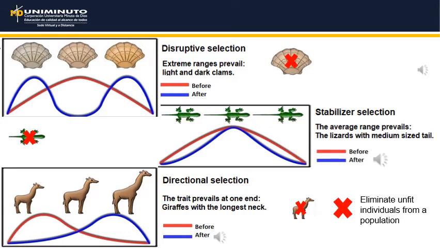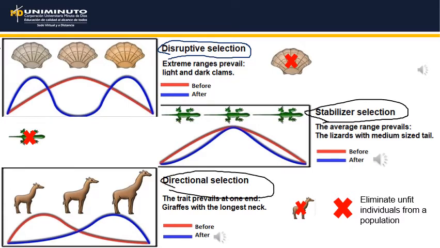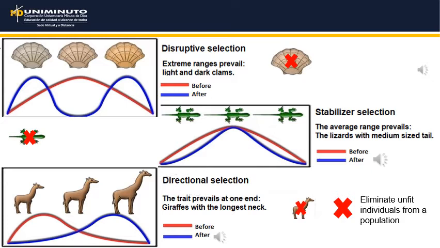Disruptive selection: the extreme ranges prevail, light and dark claims. Stabilizing selection: the middle range prevails, the lizard with a medium-sized tail. Directional selection: the trait prevails on one end, the giraffe with the longest neck. Eliminate unique individuals from a population.